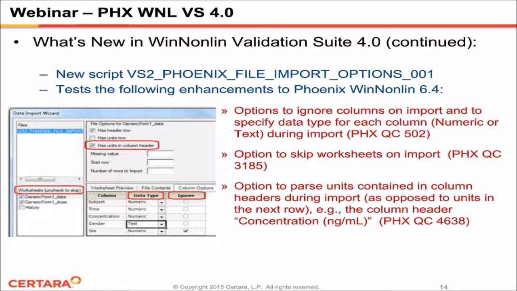And there's also a new option to parse units containing column headers during import, as opposed to having the units on the second row of the data the way you might normally have it. For example, if you had a column header called concentration (nanograms per milliliter), you could choose on import to have the column header after importing be just concentration, and then have the nanograms per milliliter applied as the units property of the column.